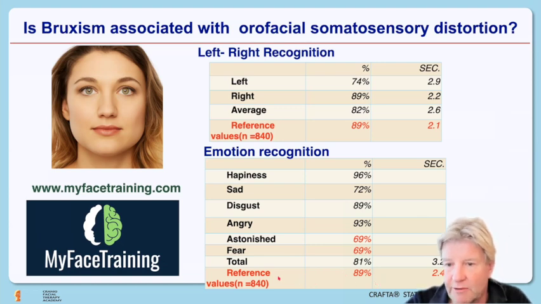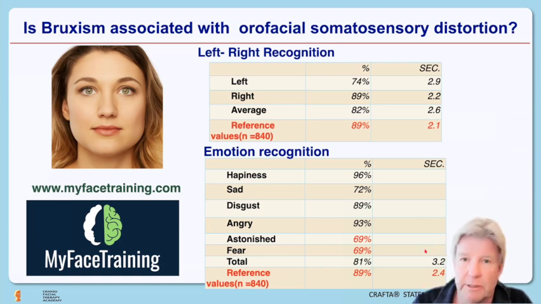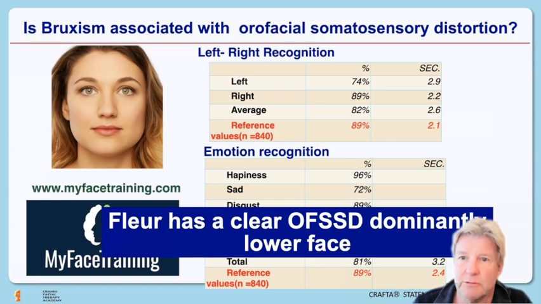So these are the reference values. She had 3.2 in emotion recognition, and the reference value is 2.4. So she probably also had a somatosensory distortion.